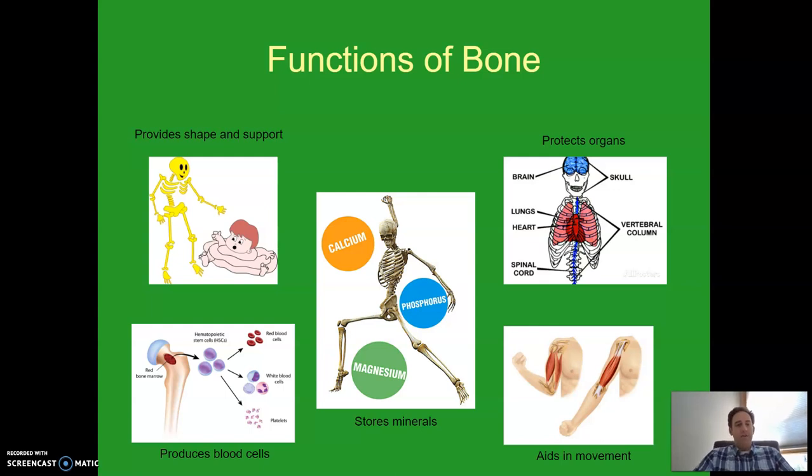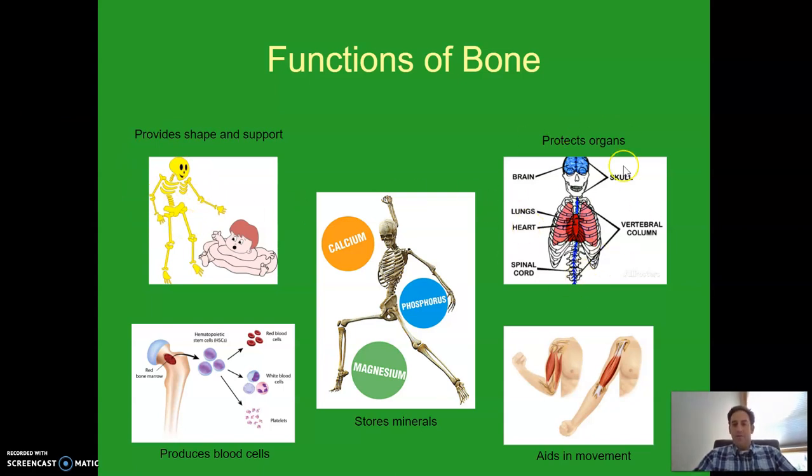So, different functions of bones. First, it provides shape and support. If you were able to snap your fingers and make your skeleton disappear, this is what would happen to you. So your muscles, your organs are all suspended on this skeletal system. So it provides support. You have the shape you have because that is the shape of the bones.